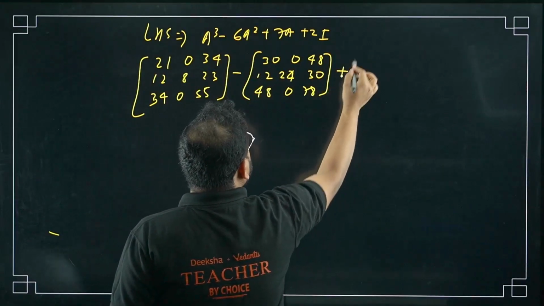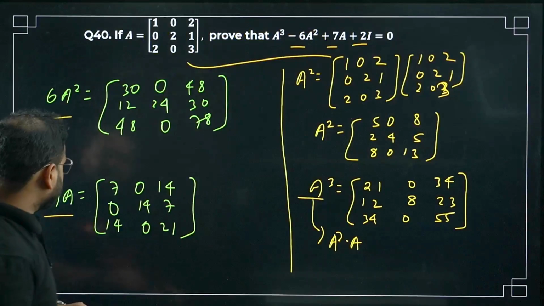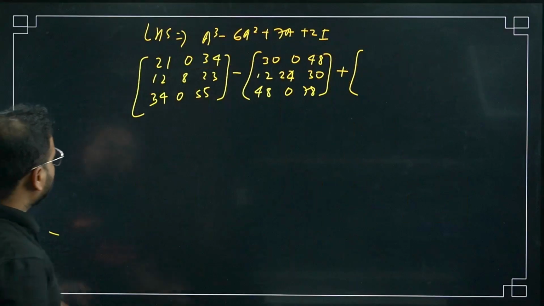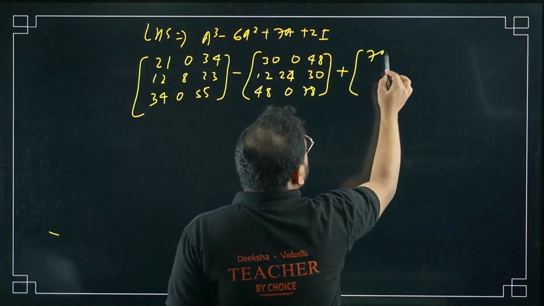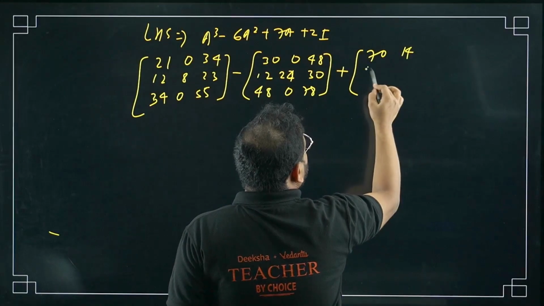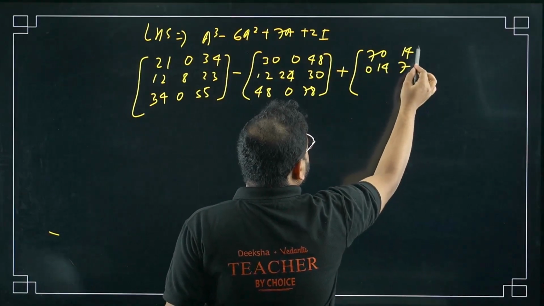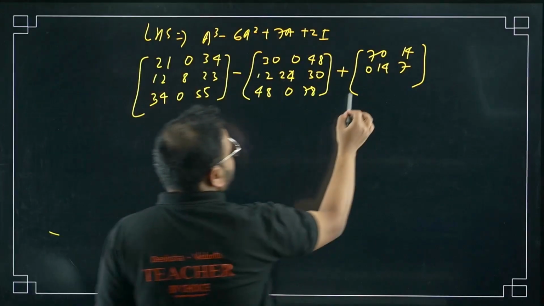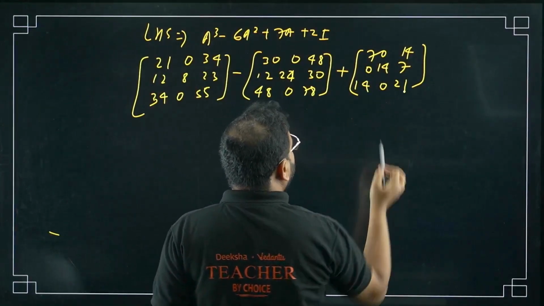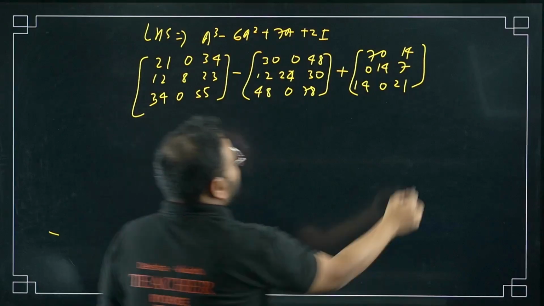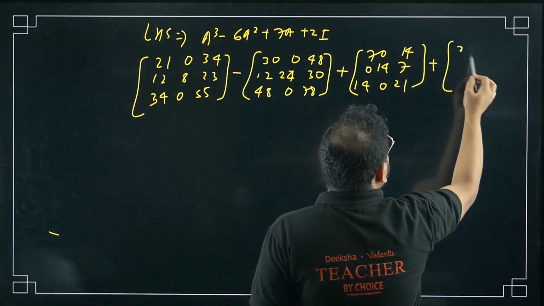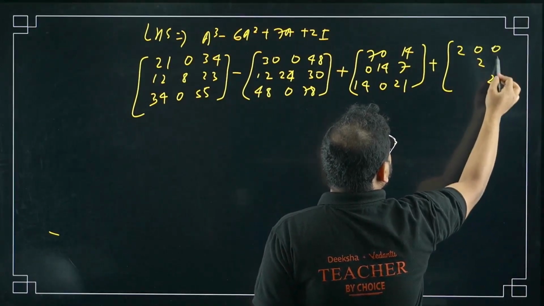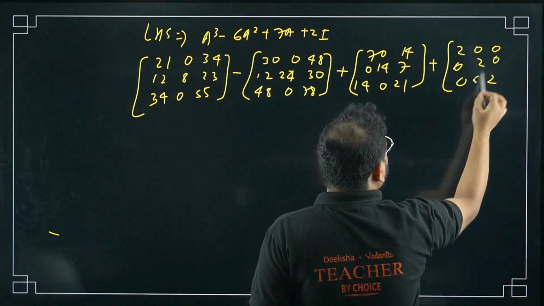Plus 7A now. Let's check. Plus 7 over here: 7, 0, 14, 0, 14, 7, and 14, 0, 21. Okay, this is 7A. And last, 2I. Please check. So 2, 2, 2 on the diagonal and 0 everywhere else.